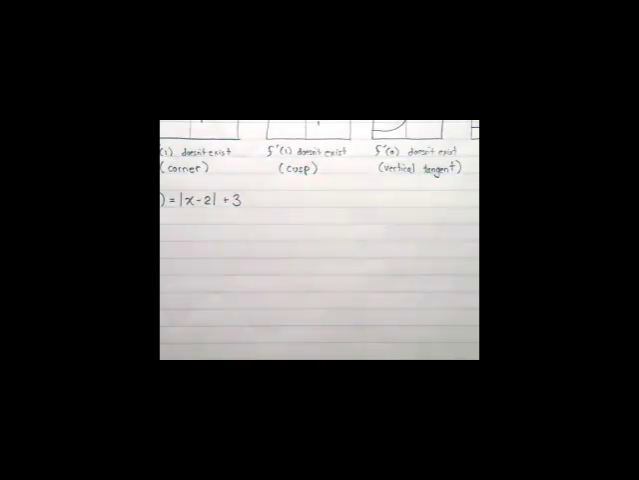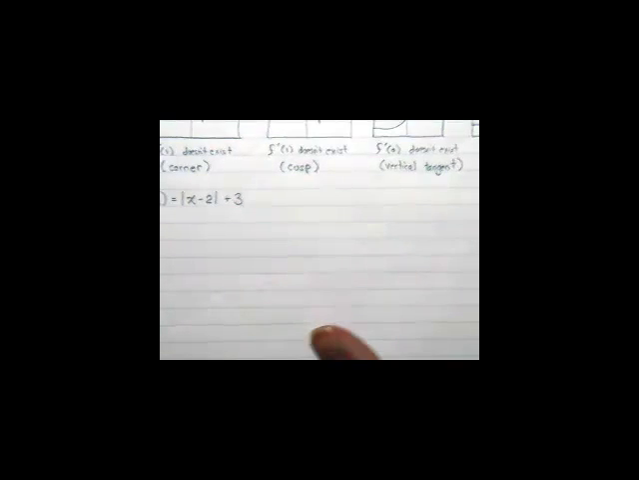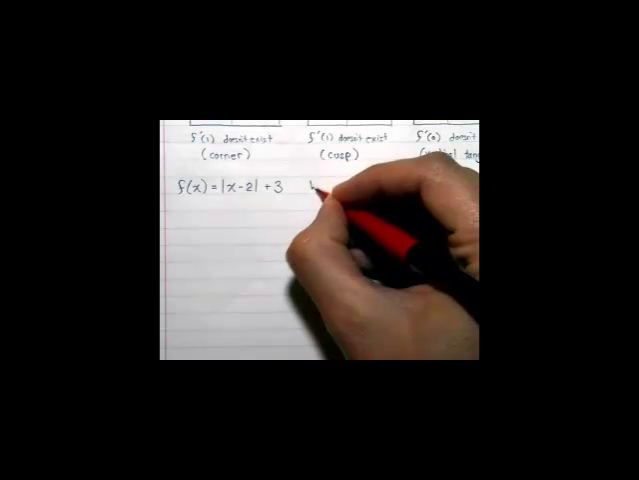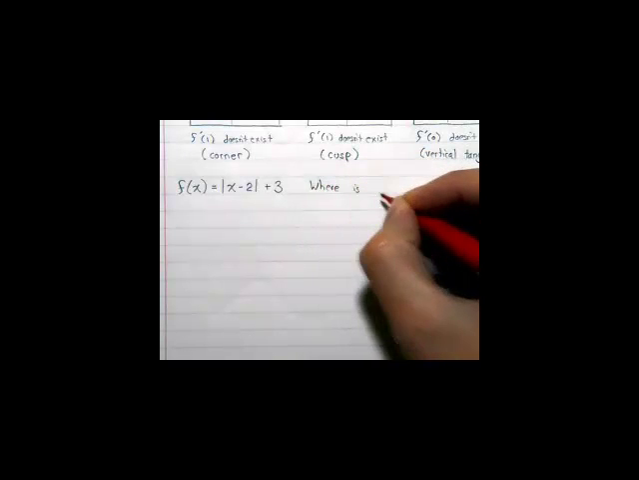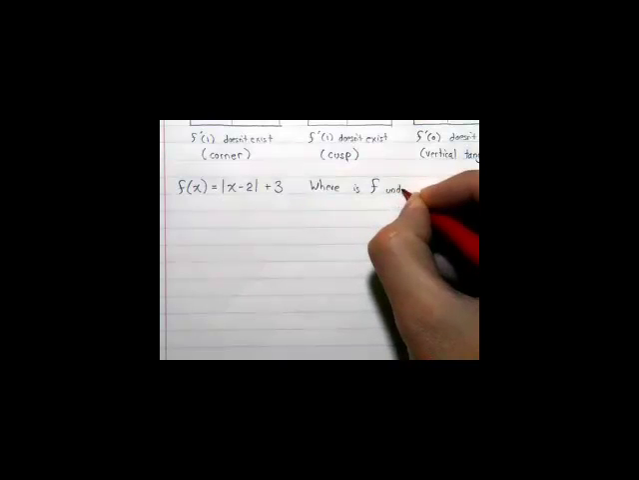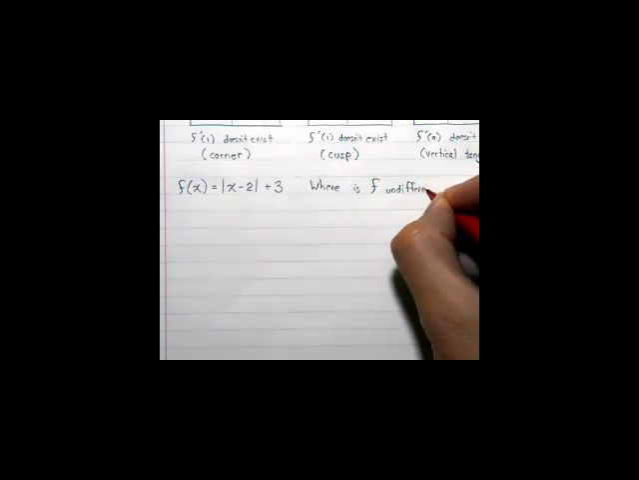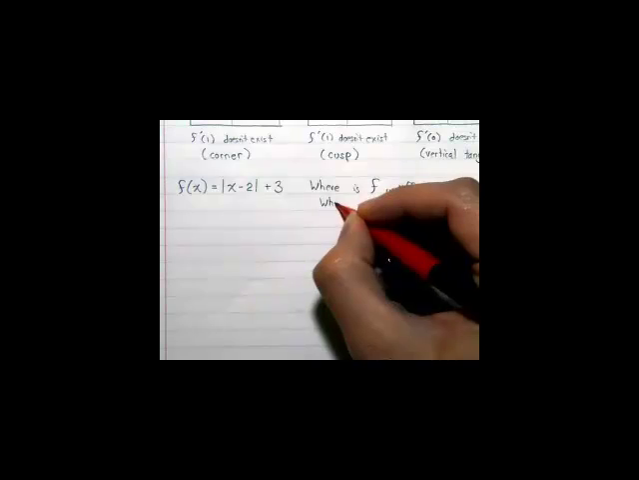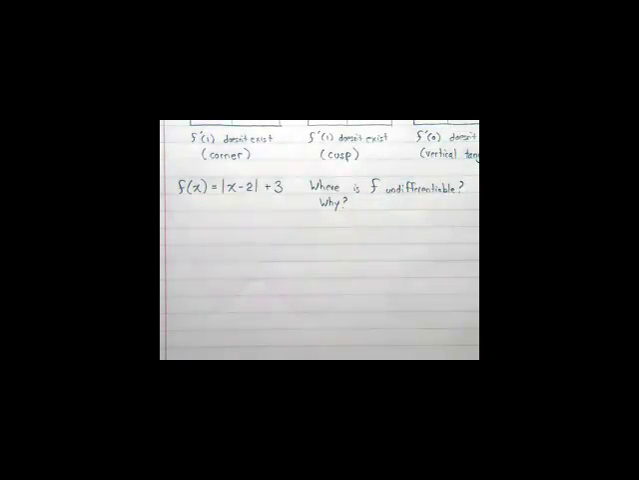So let's take a look at f of x equals the absolute value of x minus 2 plus 3. And we want to know, where is f undifferentiable? And why? So, taking a look at the 4 different ways we can be undifferentiable, what do you suppose is going to be the one we're going to run into with this one, knowing what the shape of an absolute value looks like? Should be a corner. Yes. So let's figure out where that corner is.